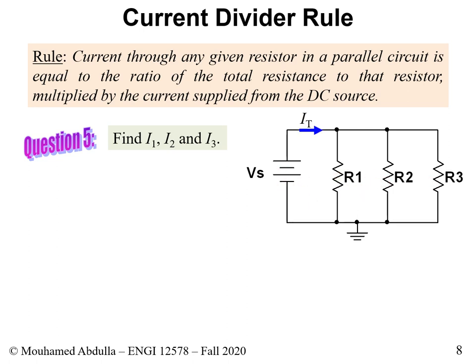If you see, we have the current that is supplied from the source. We could call it IS, or if you will, I total. And this current will be split among the different branches. So part of it will come to resistor one, other part will go to resistor two, and the remaining will go to resistor three. So that's what we refer to as I1, I2, I3.